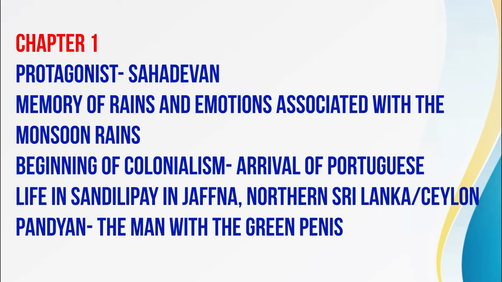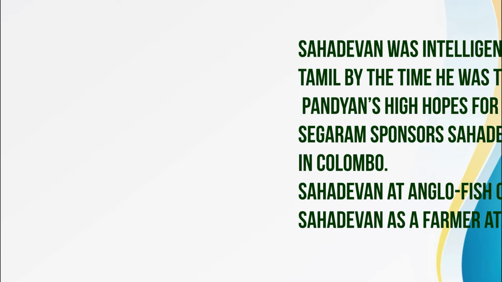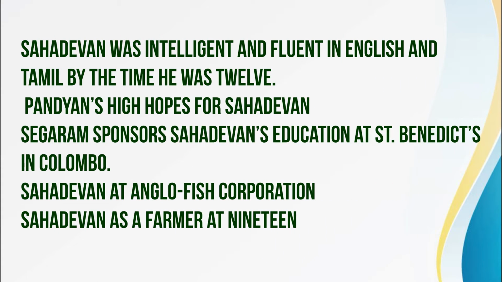Sahadevan's father, the narrator's grandfather, was a failed farmer. The villagers called him the man with the green penis because he had 13 children. 9 of them survived, 5 sons and 4 daughters. Sahadevan was the youngest. Sahadevan's father concentrated on his education and was keen on procuring a job for him in the British Raj. By the time Sahadevan was 12 years old, he was a precociously intelligent kid.